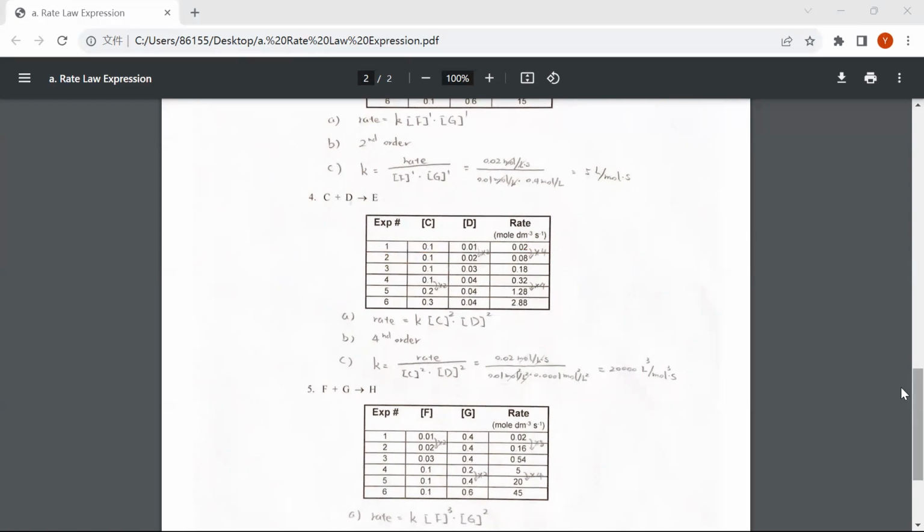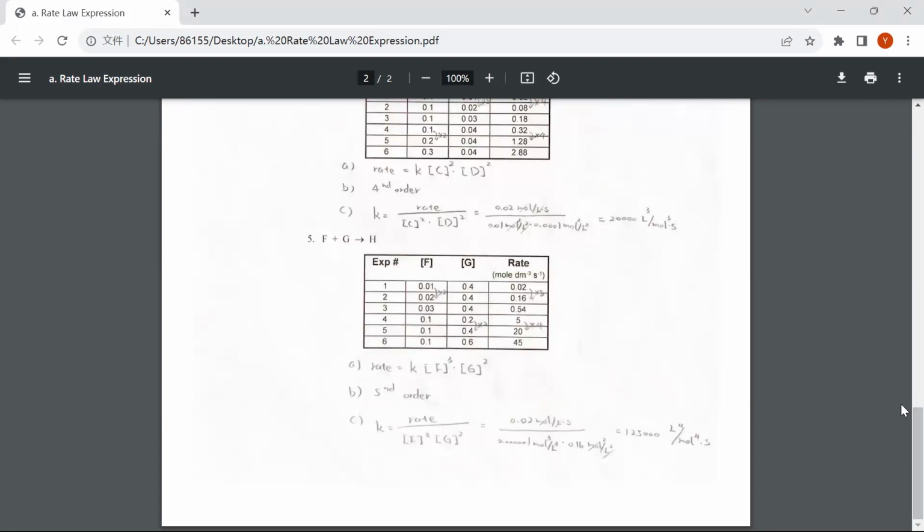So let's take a look at our fifth question. In this case, we need to find the exponents of f and g. To find the exponent of f, we can focus on experiments 1 and 2. So f is multiplied by 2 and the rate is multiplied by 8. So 2 to the power of 3 equals 8. So f in this case has an exponent of 3.